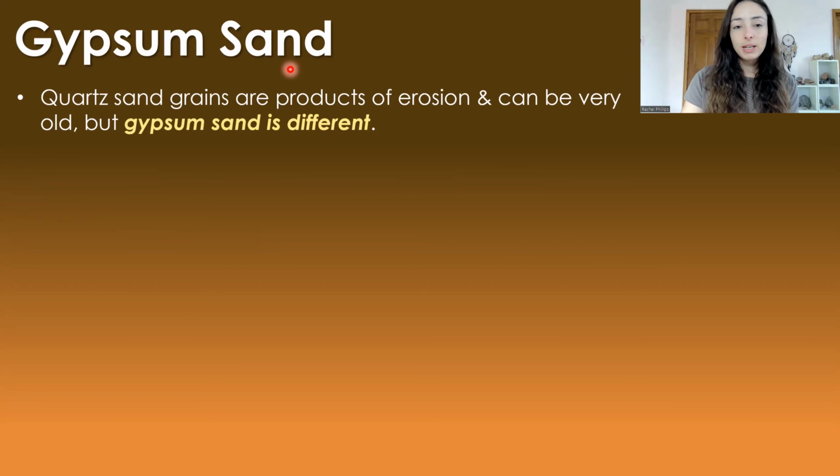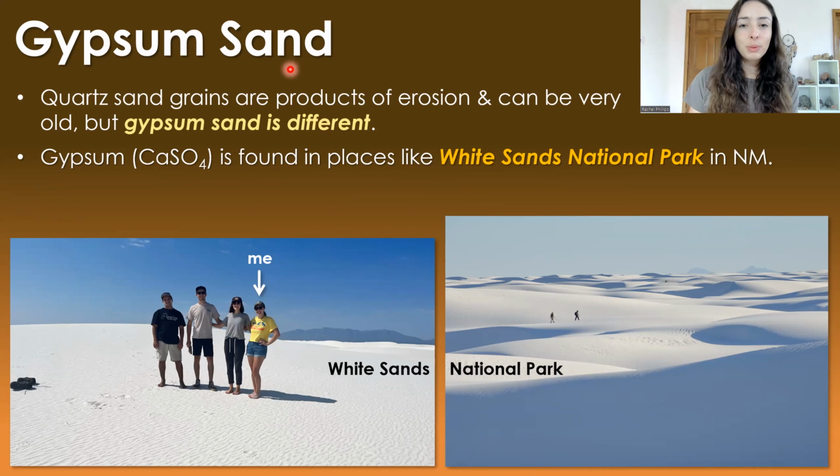So what does this mean? Well, White Sands National Park is a perfect example of the process that forms gypsum sands. I've been visiting White Sands since I was a little kid, and I love it. Here's a picture of me and my cousins and brother at White Sands just a few months ago. So it's an incredible place.